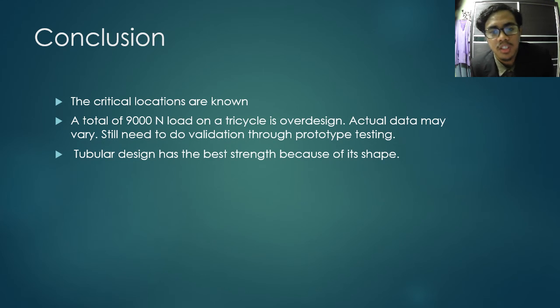So for the conclusion, from the analysis, we have determined the critical locations of the tricycle, which are at the handle socket and at the shaft. The most critical one is at the handle socket, because it is located at the center of the model, which needs to have a proper amount of support so that it can withstand all the load on the tricycle.